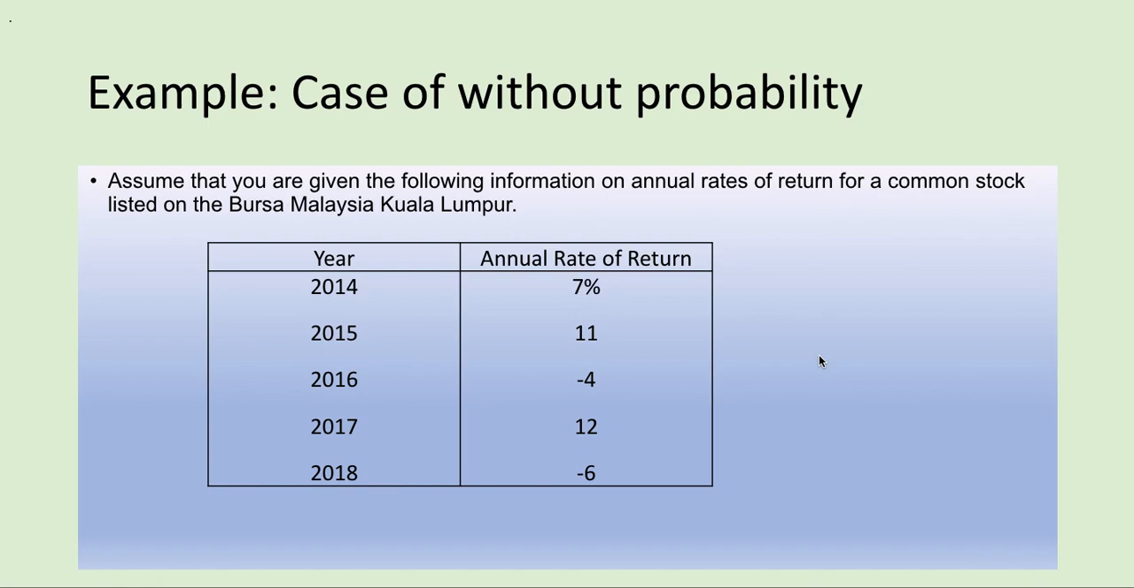So this is the example for the case of without probability. The question is extracted from your manual on page 15. Assume that you are given the following information on annual rates of return for a common stock listed on the Bursa Malaysia, Kuala Lumpur. Given here are the years 2014, 15, 16, 17 and 18, and then the annual rates of return. We know that the annual rate of return is the Ri.